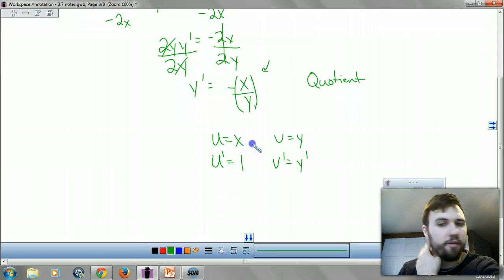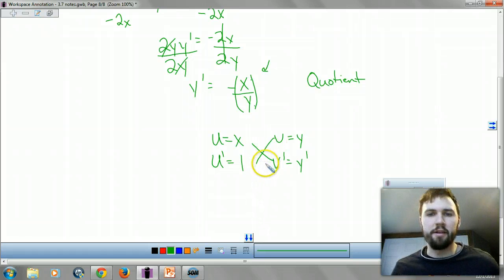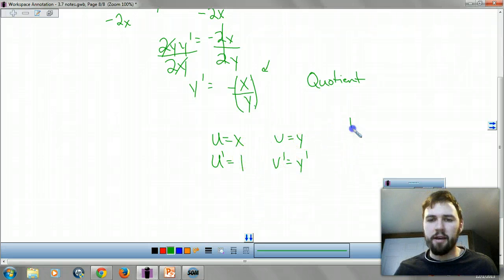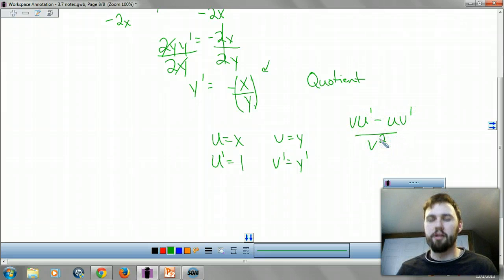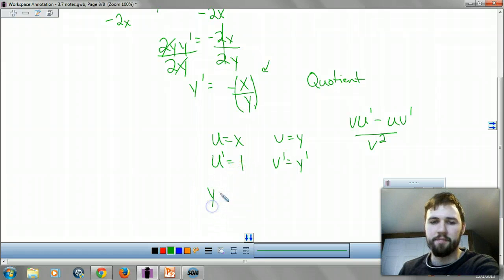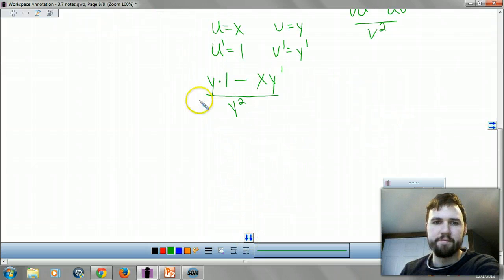Okay? So I do my quotient rule: v u prime minus u v prime all over the bottom squared. If you don't have that memorized yet, guys, may I have mercy on your soul on the test. So my bottom times the derivative of my top, minus my top times the derivative of the bottom, all over the bottom squared. Right? And that's what y double prime is. But wait!